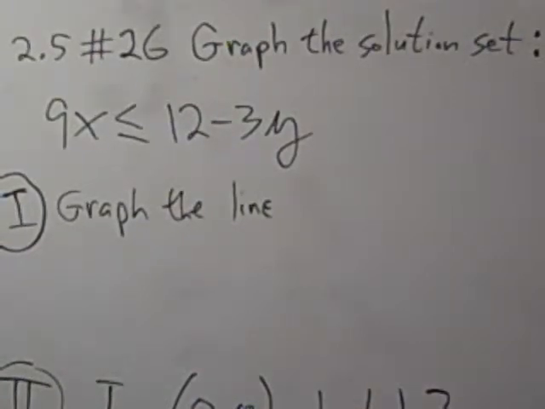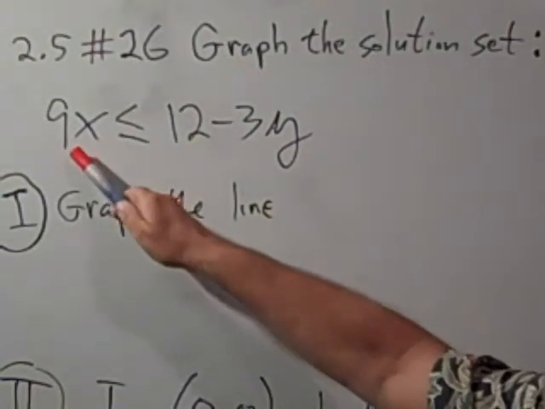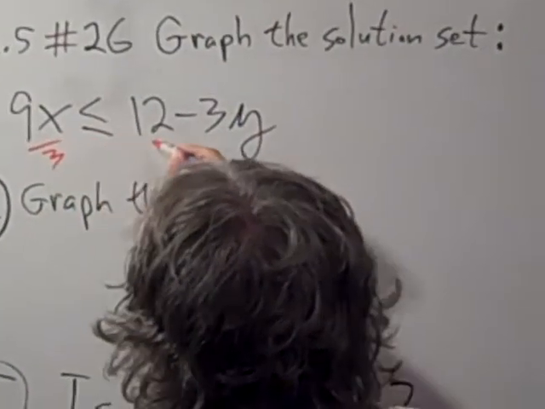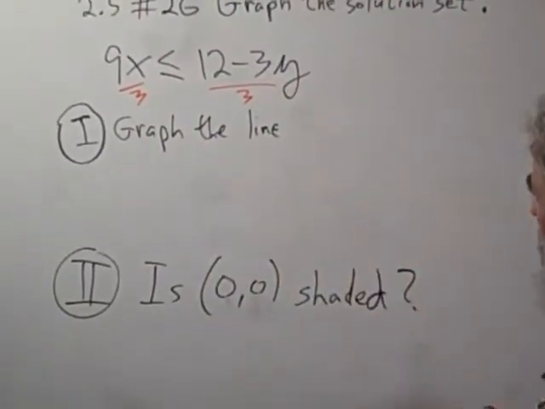Okay, for this linear inequality, notice that all the coefficients are divisible by 3. If we divide both sides of this equation by 3, things simplify quite a bit. So I'm going to start off by simply dividing every coefficient by 3.